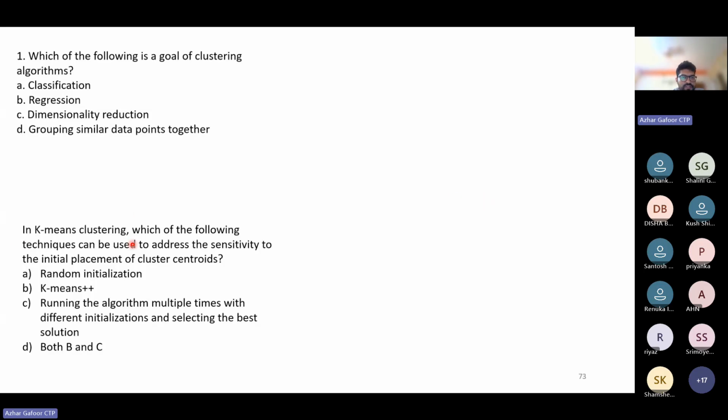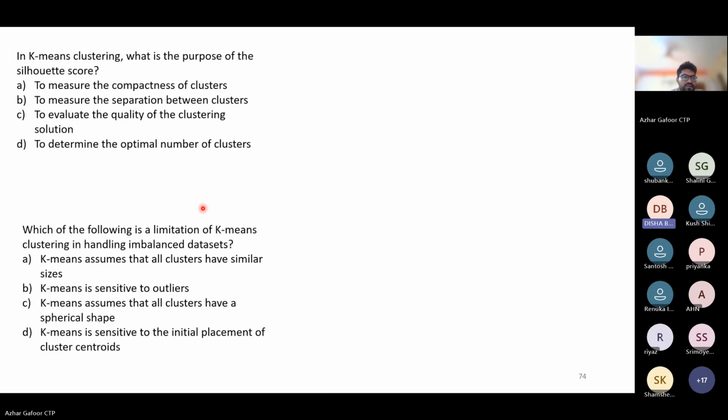In k-means clustering, which of the following techniques can be used to address the sensitivity to initial placement of cluster centroids? Yeah, D is the correct answer. Both B and C can be used. Then, in k-means clustering, what is the purpose of the silhouette score?